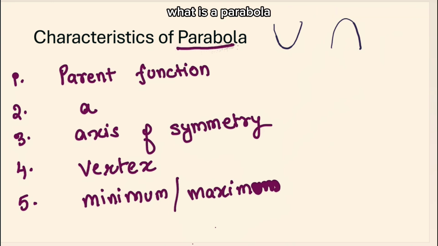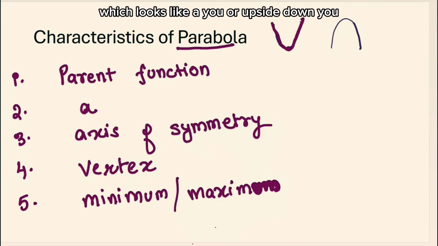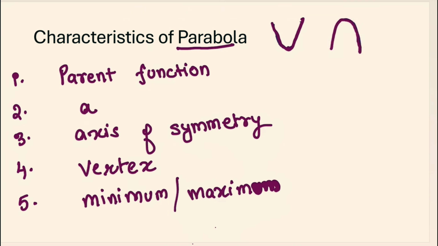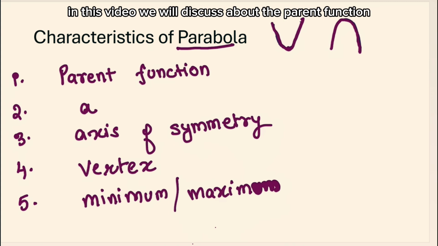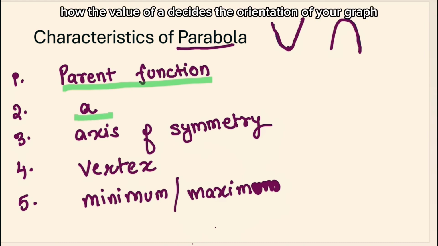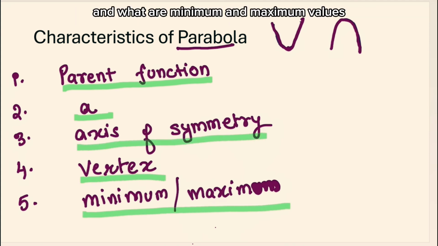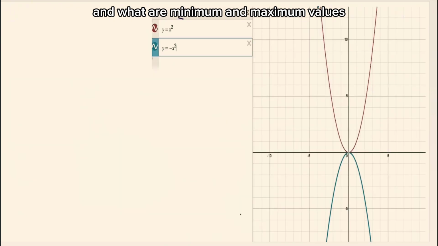What is a parabola? The parabola is the name given to the shape of the graph of the quadratic equation, which looks like a U or an upside down U. In this video, we will discuss the parent function of your quadratic equation, how the value of a decides the orientation of your graph, what the axis of symmetry is, what the vertex is, and what the minimum and maximum values are.